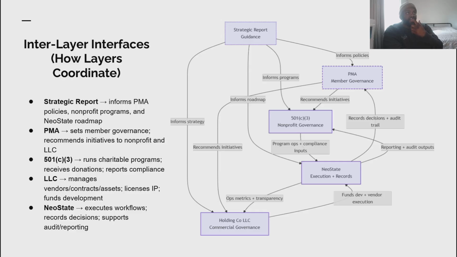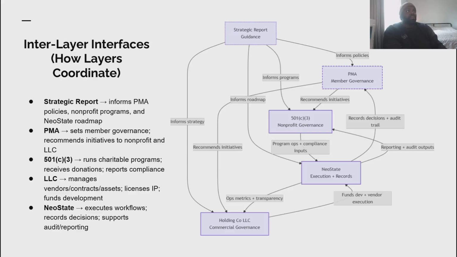Now going on to the next slide, on interlayer interfaces and how layers coordinate. This slide shows coordination across layers without mixing authority. The strategic report is the guidance layer. It sets doctrine and priorities that shape policies, programs, and platform development. The PMA is the internal member governance layer. It defines how members operate and can recommend initiatives to the nonprofit for public benefit execution or to the LLC for commercial execution.